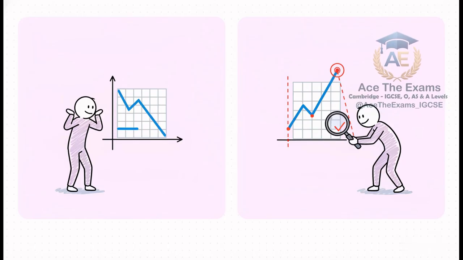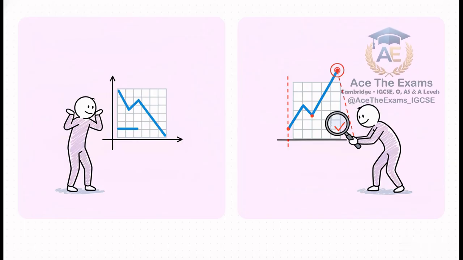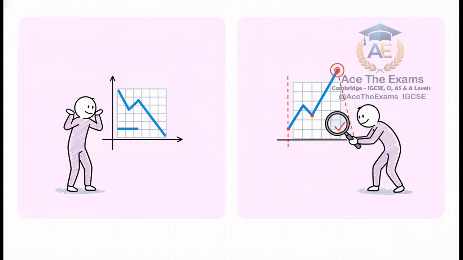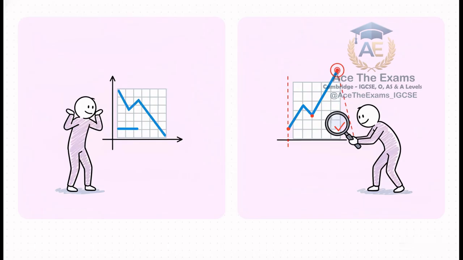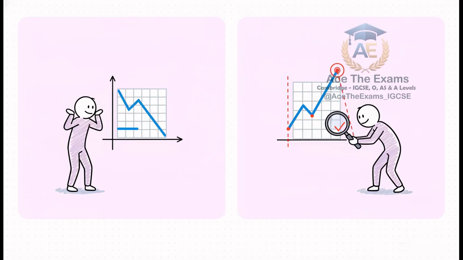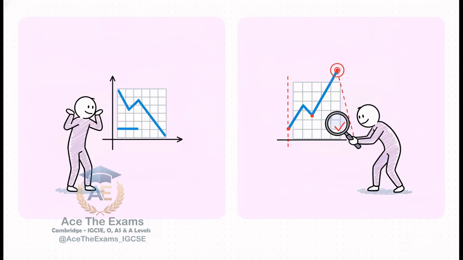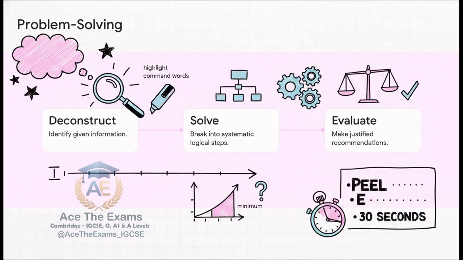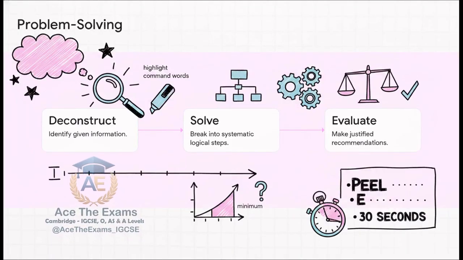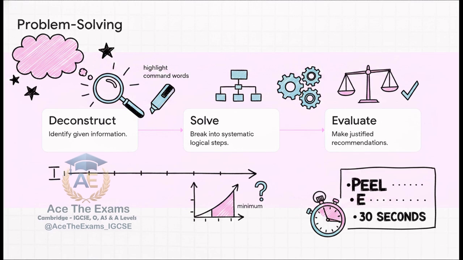The particle accelerates uniformly, reaches maximum positive velocity, decelerates to an instantaneous rest, and then reverses direction as indicated by the negative velocity. That is top-tier evaluation. That is how you secure the bag on exam day. Presenting this deconstruct, solve, evaluate sequence is essentially a visual memory hack.